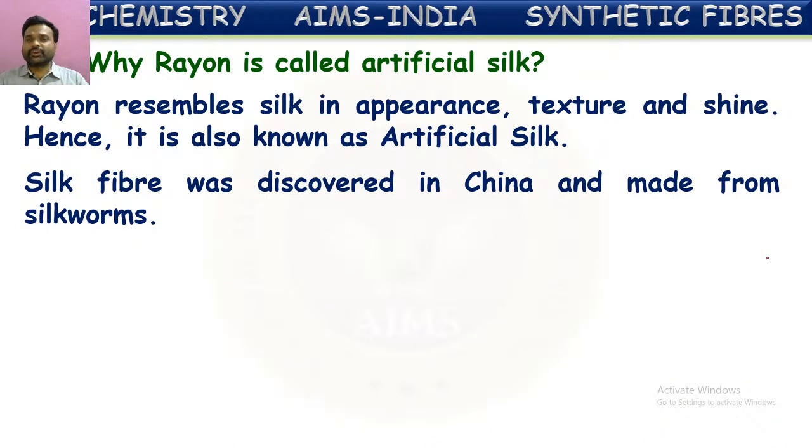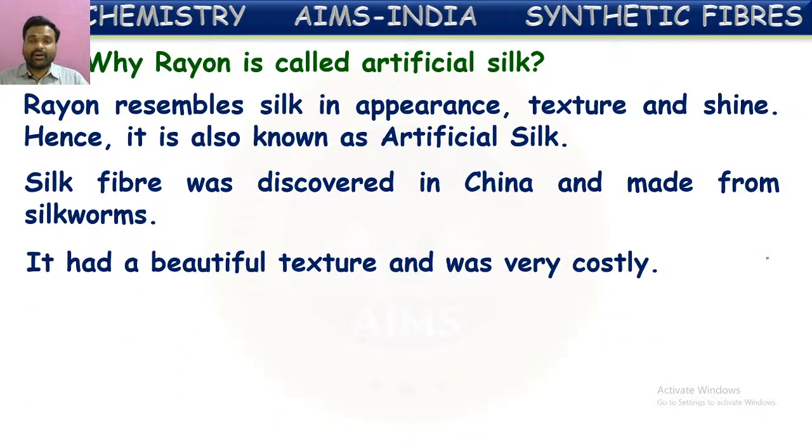Silk fiber was discovered in China and made from silk worms. Yes, the silk fiber was first discovered in China. And you know, the preparation of silk was kept a secret for decades. China kept it secret without telling the world the manufacturing method of silk, and sold this silk at higher costs for decades. It has a beautiful texture, and because of this, it was very costly.